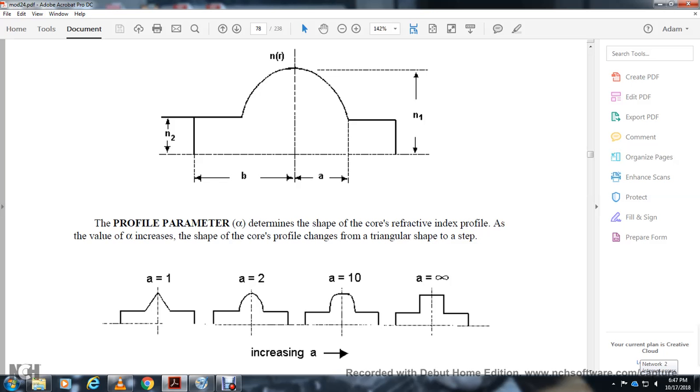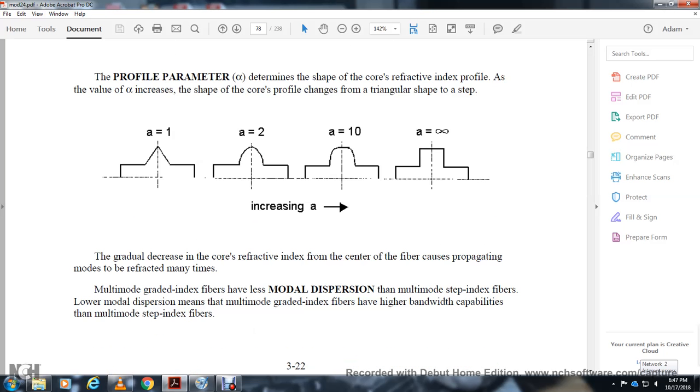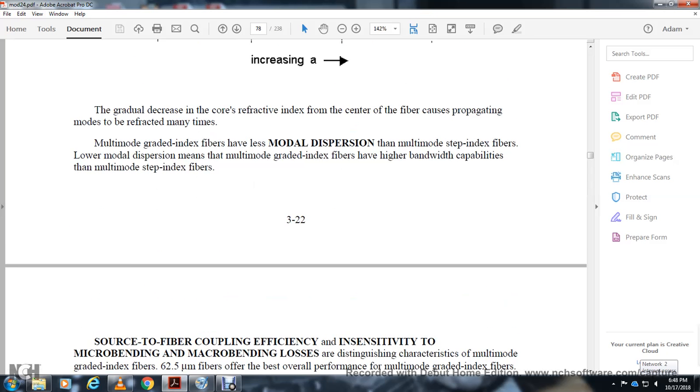Over the range of the profile parameter, the shape of the core profile changes from a triangular shape to a step. The gradual decrease of the core refractive index from the center of the fiber causes the propagating modes to be refracted many times. Multimode graded index fibers have lower modal dispersion than multimode step index fibers. With lower modal dispersion, multimode graded index fibers have higher bandwidth capabilities.